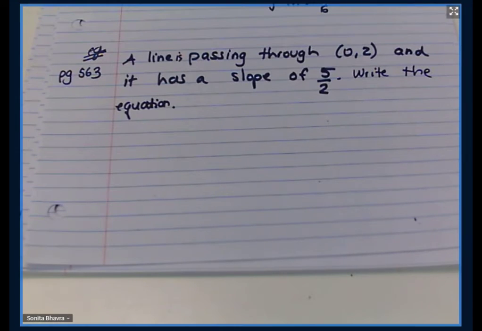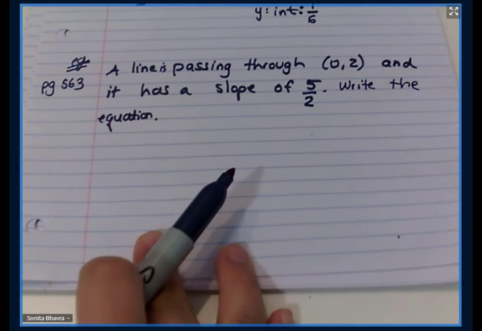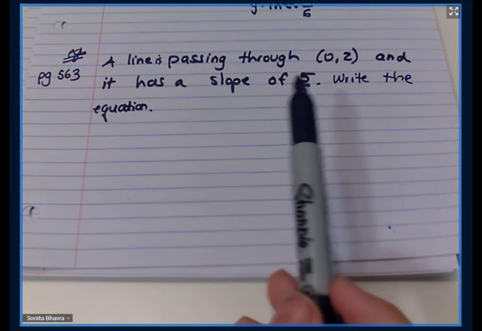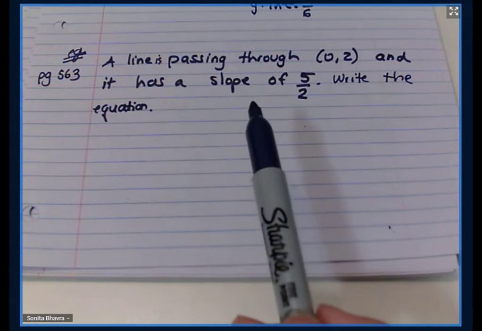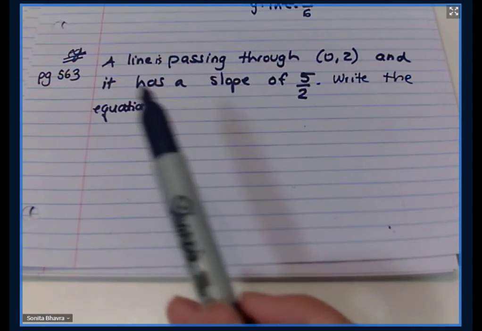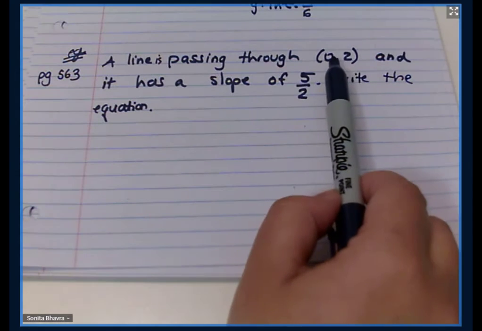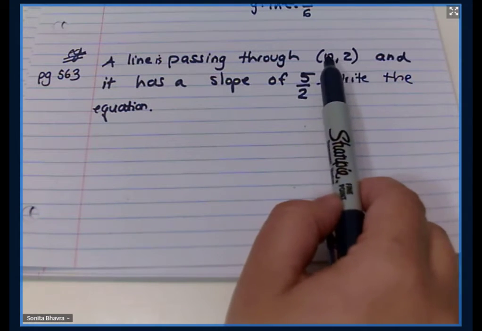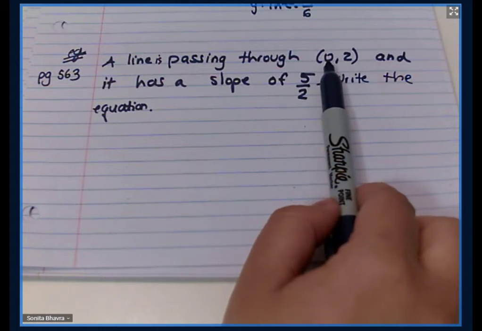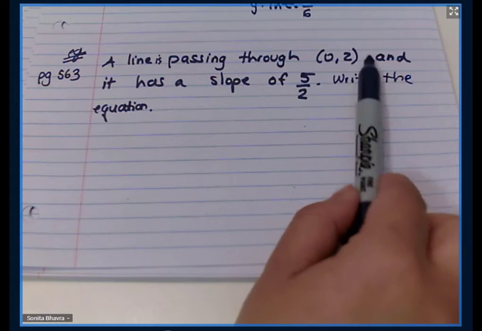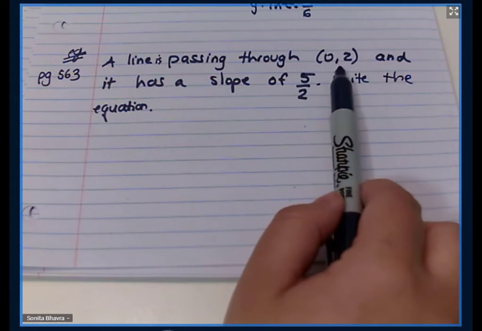All right, so our next example here is we're given some information. A line is passing through a point 0, 2, and it has a slope of 5 over 2. Write the equation. So what we have to notice here is a line is passing through a point 0, 2. That means the x value is 0, the y value is 2. This means we are looking at the y-intercept.